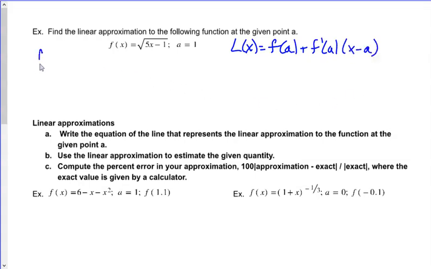Let's figure out what f of 1 is in this case. If I throw 1 into here, 1 times 5 is 5, minus 1 is 4, so I get the square root of 4, which is actually 2.